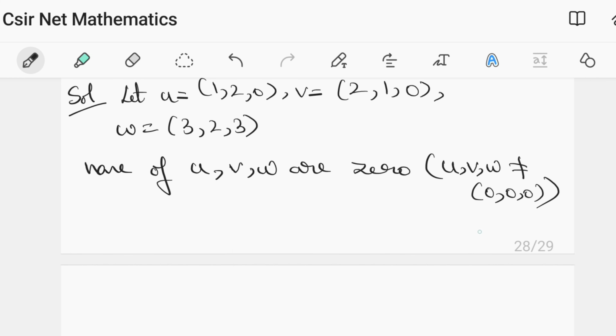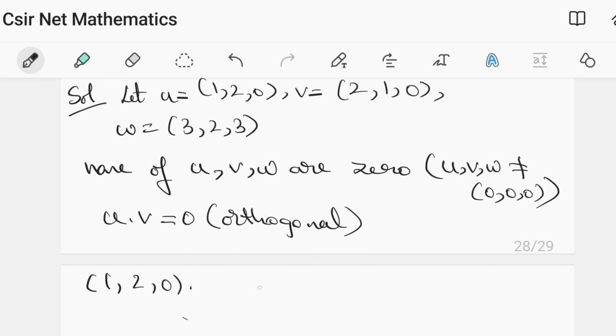Then let us check for orthogonality. When do you say that 2 points are orthogonal? When the dot product of the 2 points gives you 0, then you say it is orthogonal. Let us consider U, (1, 2, 0), dot product with V, (2, 1, 0). If this gives us 0, then we will check the other combinations also.